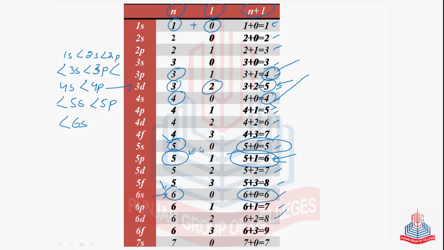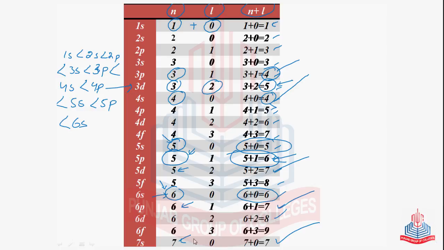After 6s having energy 6, we have these three, 7, 7 and 7 answers. Again, now the competition will be in their principal quantum number 5, 6 and 7. So 5d, then 6p, 7s and so on. So the final conclusion by the n plus L rule is the electrons are filled according to the energy level. With the lower value of n plus L, the electron will first enter into that orbital.